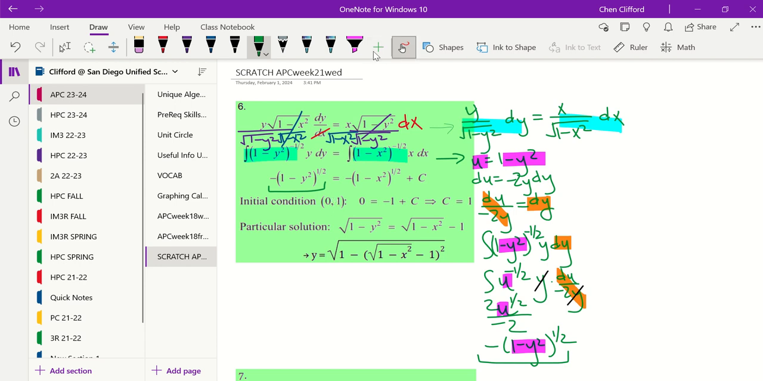The 0 gets plugged in over here, the 1 gets plugged in over here, and 1 squared is 1, 1 minus 1 is 0, 0 to the power of 1/2 is 0, negative 0 is 0, so that's what this 0 is about. 0 gets plugged in here, 0 squared is 0, 1 minus 0 is 1, 1 to the power of 1/2 is 1, and you have a negative, so negative 1. This becomes negative 1. And then the c just carries down. Isolate c, and you get c equals 1. And you just plug that in over here.